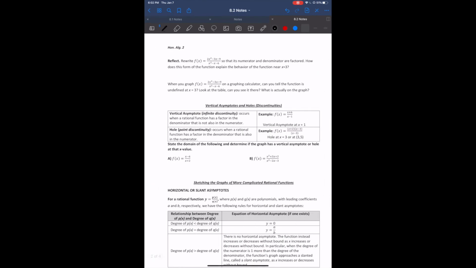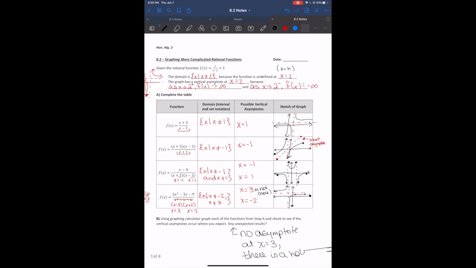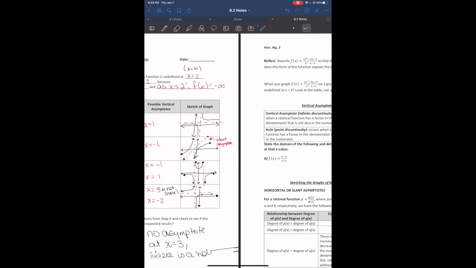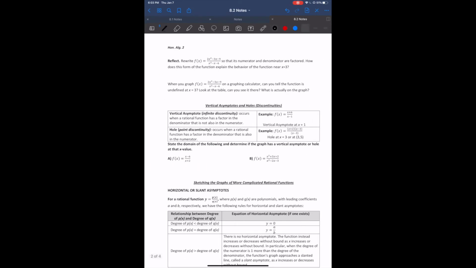All right. Now, for your reflection question, it says rewrite (2x² - 3x - 9) / ((x - 3)(x + 2)) so that its numerator and denominator are factored. How does this form of the function explain the behavior of the function near x equals 3? Well, we already did the denominator. We factored it before we graphed it, and we know that the denominator is (x - 3)(x + 2). Now we just have to factor out the numerator.